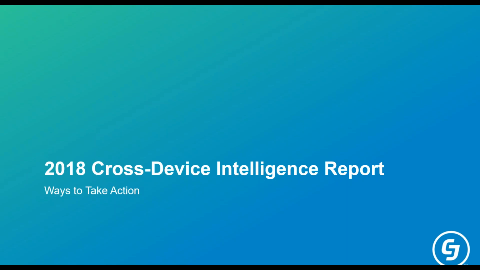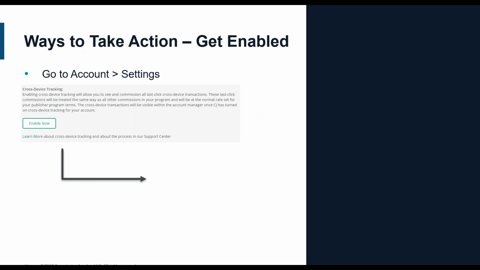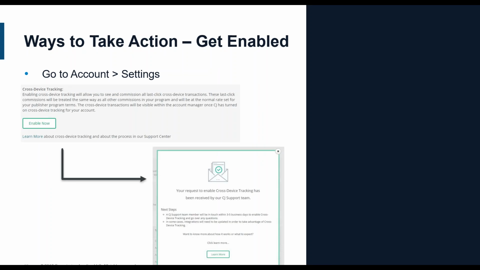let's really quick start with an important way to take action, which is actually getting set up with cross-device to begin with. If you are not already enabled for cross-device, log into CJ and head to your account settings page. About halfway down the page within account integration settings, you're going to see a section titled cross-device tracking, which looks like this. Click Enable Now, and that's going to send a request to our support team, who will be in contact with you right away to go over any questions you have and help with any updates you might need to make before they can enable your program for cross-device.